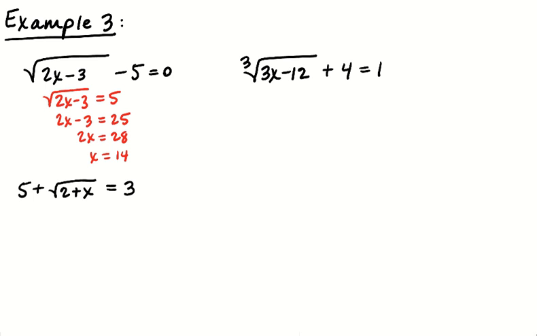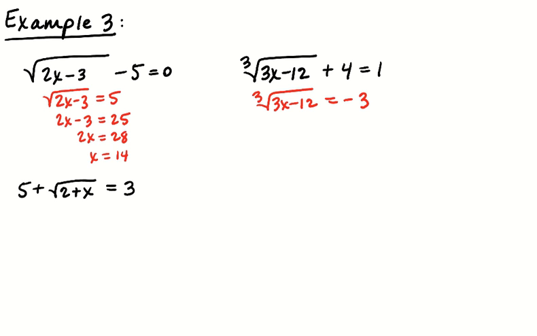Okay, over here on the right, I'm going to subtract 4 to get the radical by itself. That's the cube root of 3x minus 12 equals negative 3. You might be thinking to yourself, oh no, this could be a problem. But it's okay for a cube root to come back negative. You take the third root of a negative number, it's going to come back negative. It's not a big deal.